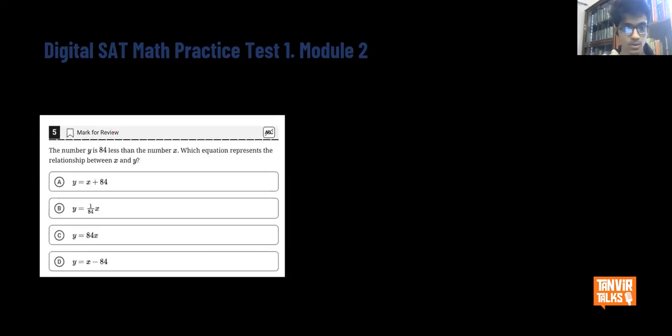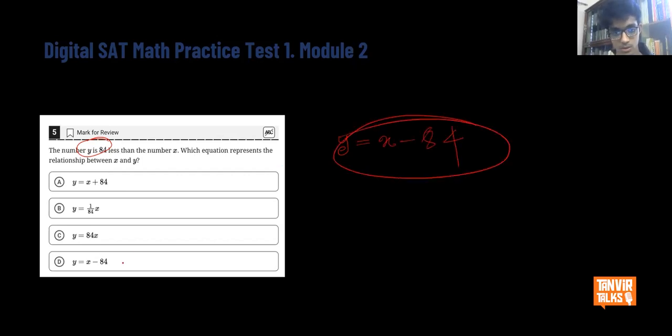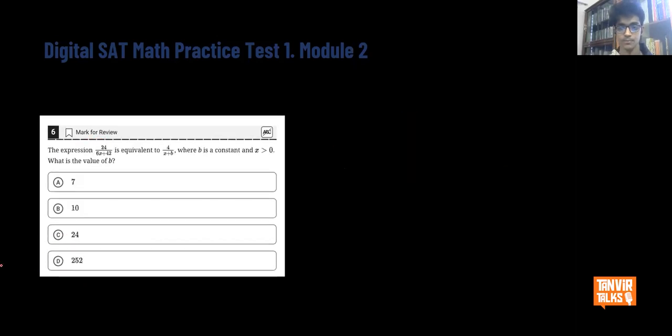Okay, the number y is 84 less than the number x. Which equation represents the relationship between x and y? This is a word problem. You have to express it through an equation. The number y is 84 less than x, right? So y is equal to x minus 84. So that's D.